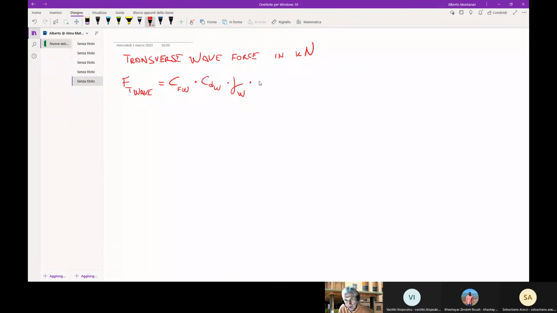And then we have the wave height squared, Hs squared, because the forcing is related to the wave energy, and the wave energy depends on the wave height, as you know. And then we have a term called d prime, which is the projection of the ship length in the direction of the incident waves.